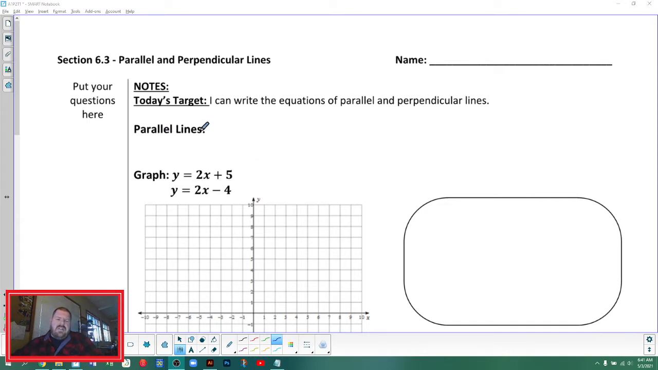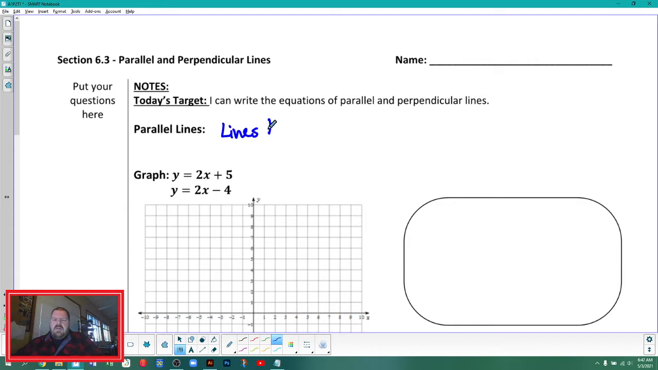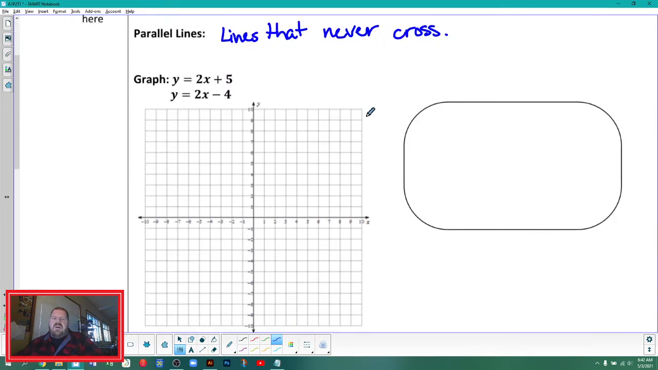To start, the idea of what parallel lines are: we're looking at lines that never cross. Basically they stay the same distance apart everywhere. So looking at a couple examples, these are going to end up being parallel lines as I check out their graphs. So here's one of them, and then the other one.